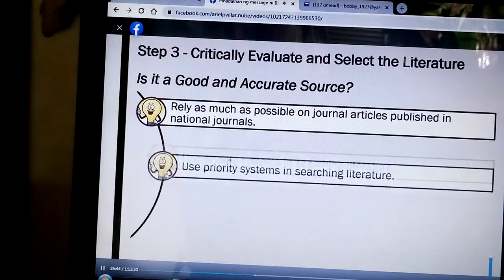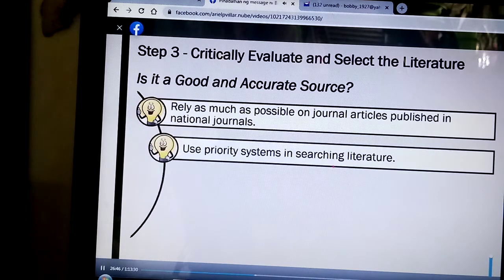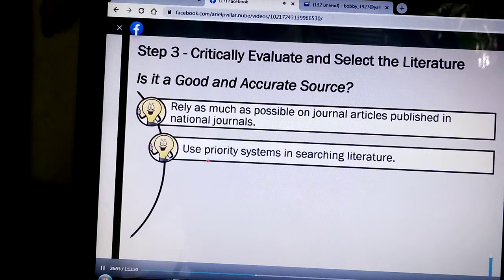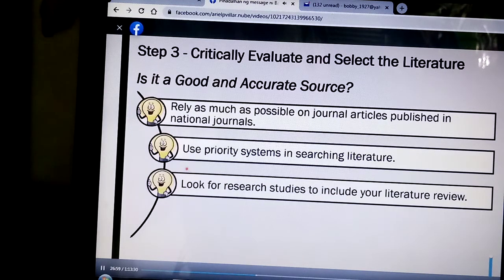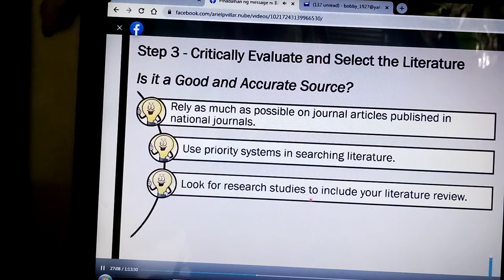Okay? Then, priority system in searching literature. Siyempre, unahin nyo, mas maganda from the books, printed books, from encyclopedia, from journals. No? Yung mga websites na medyo doubtful kayo, huwag nyo kunin. Okay? Siyempre, kailangan din ng mga research studies from thesis and dissertations. Kaya meron tayong RRL and, of course, RRS.